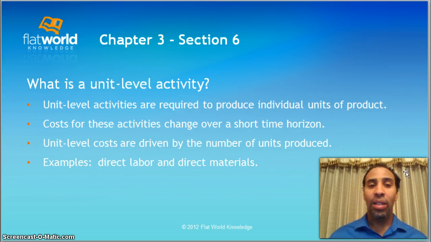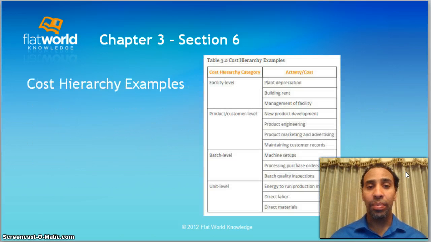What is a unit level activity? Unit level activities are required to produce individual units of product. Costs for these activities change over a short period of time. Unit level costs are driven by the number of units produced. An example, obviously, is direct labor and direct materials. More units, they need more labor to produce the units, and you need more materials to produce those units.